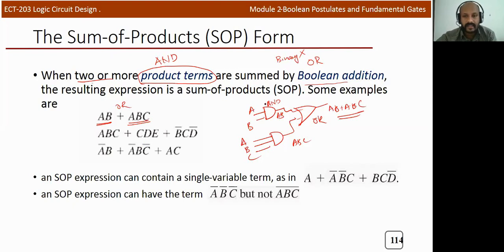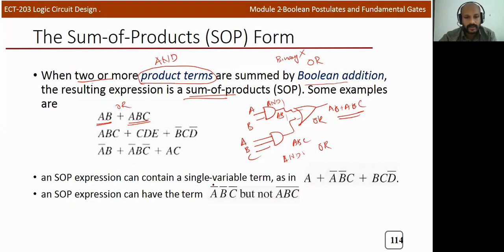So at the first level there will be AND gates, and at the second level there will be a single OR gate. Similarly, you can see other expressions. Here it is ABC plus CDE plus B bar C D bar. And another expression A bar B plus A bar B C bar plus AC. All these expressions are examples of sum of product terms. You can see that two or more product terms are summed by Boolean addition. The resulting expression is known as SOP form or sum of product expression.